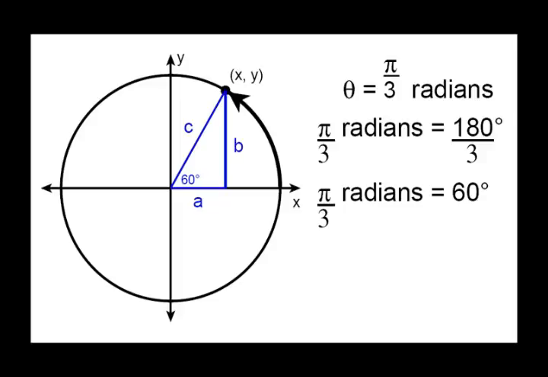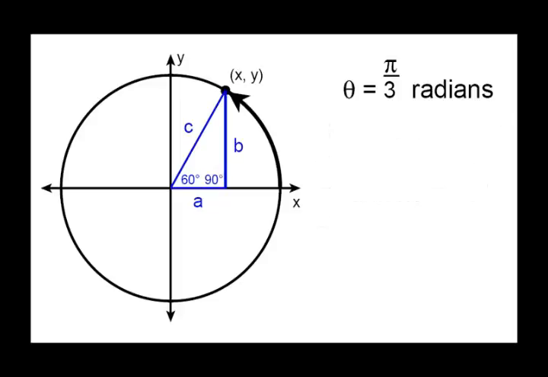We know that the angle sitting on the x-axis is 90 degrees. That makes our third angle 30 degrees. The length of side C is 1 radius, which is 1 unit. You may recall from your geometry that a 30, 60, 90 triangle has a special property, and that is that the length of the shortest side is exactly 1/2 of the length of the longest side. That means that side A has a length of 1/2. What's the length of side B?